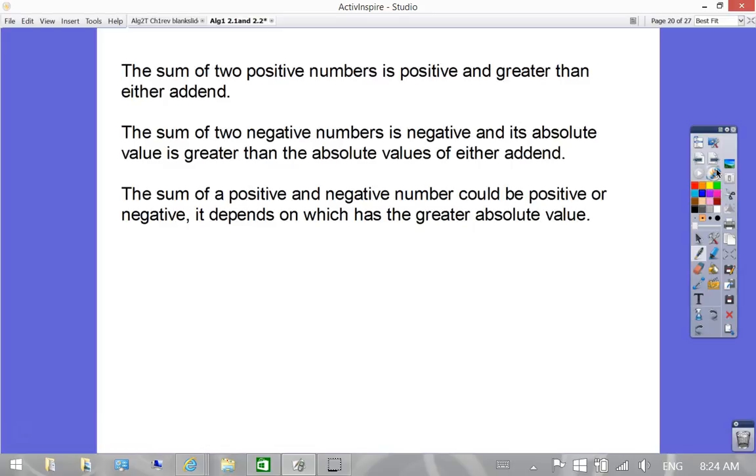The sum of a positive and a negative could be positive, could be negative, and it just depends on which has the greater absolute value, right? That's going to determine it.